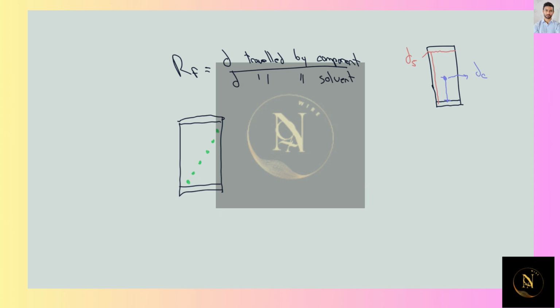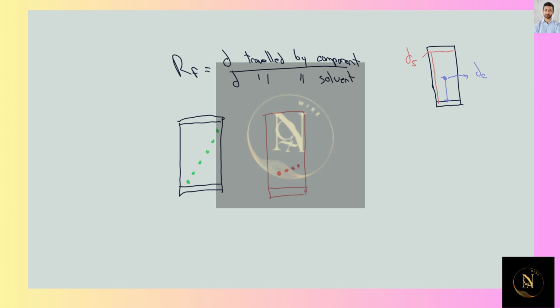An example of why finding a retention factor of 0.3 is not always the best case: let's say that you have a separation where you're going to have a retention factor of 0.3, but the different components are very close together. So this is not a very useful tool to differentiate the components that you have in your mixture.